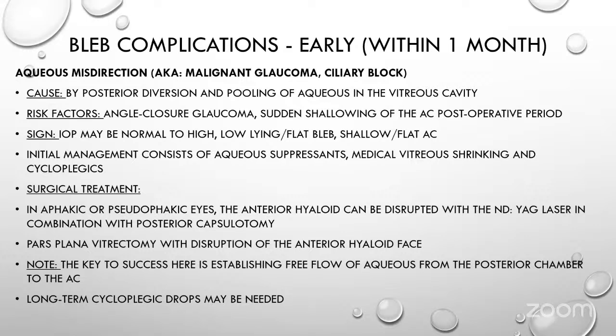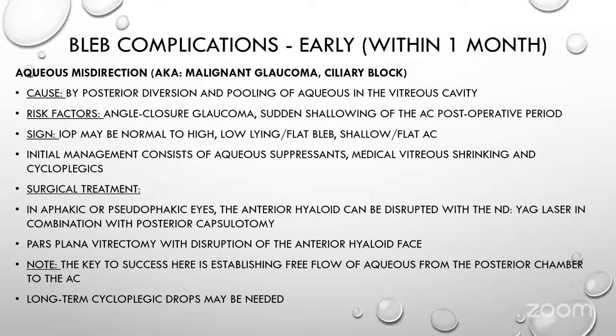Sometimes you may actually even do a cataract surgery with pars plana vitrectomy to resolve this process. But it's also important to note that patients with malignant glaucoma may be on cycloplegics for a long time, maybe at very low frequency, atropine once weekly, or even for a few years, because it has been shown that stopping the cycloplegic too early may cause a recurrence of the malignant glaucoma in that patient's eye.